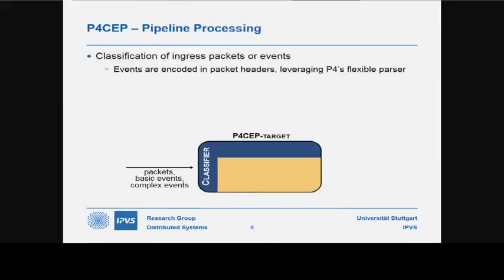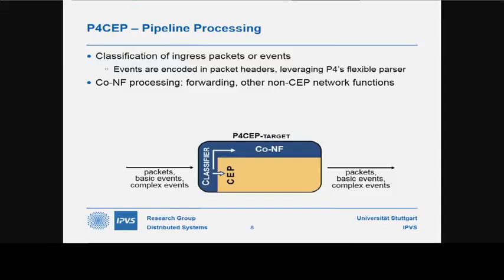So this is how the processing actually works within one of these P4CEP targets. First of all, the ingress traffic is classified, and it's classified, as said, into ordinary packets or basic events or complex events. And to discriminate ordinary packets from basic events, we use P4's very flexible parser. If packets are coming that are not basic events or that are complex events that are just to be forwarded, we apply a so-called core network function block, which just does forwarding and all other non-CEP related network functions.